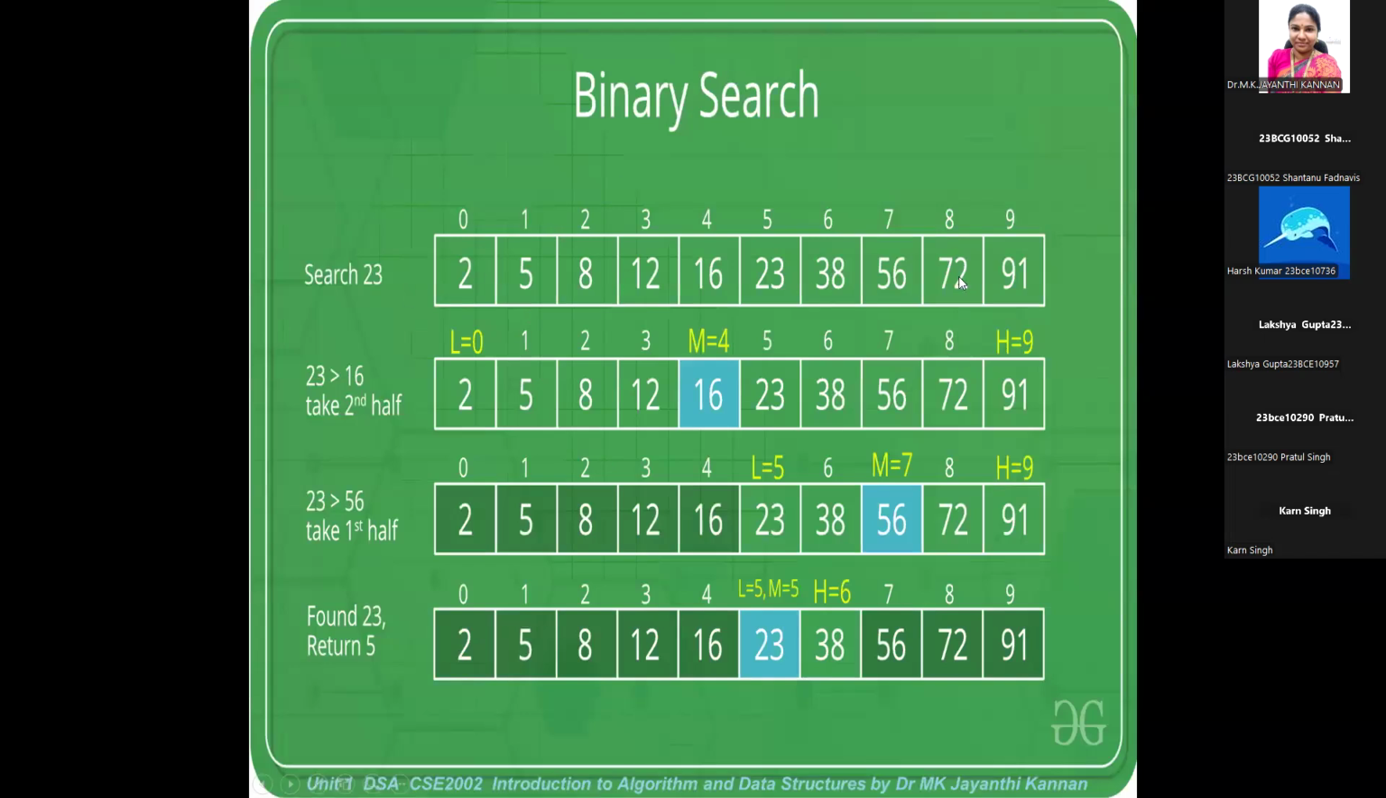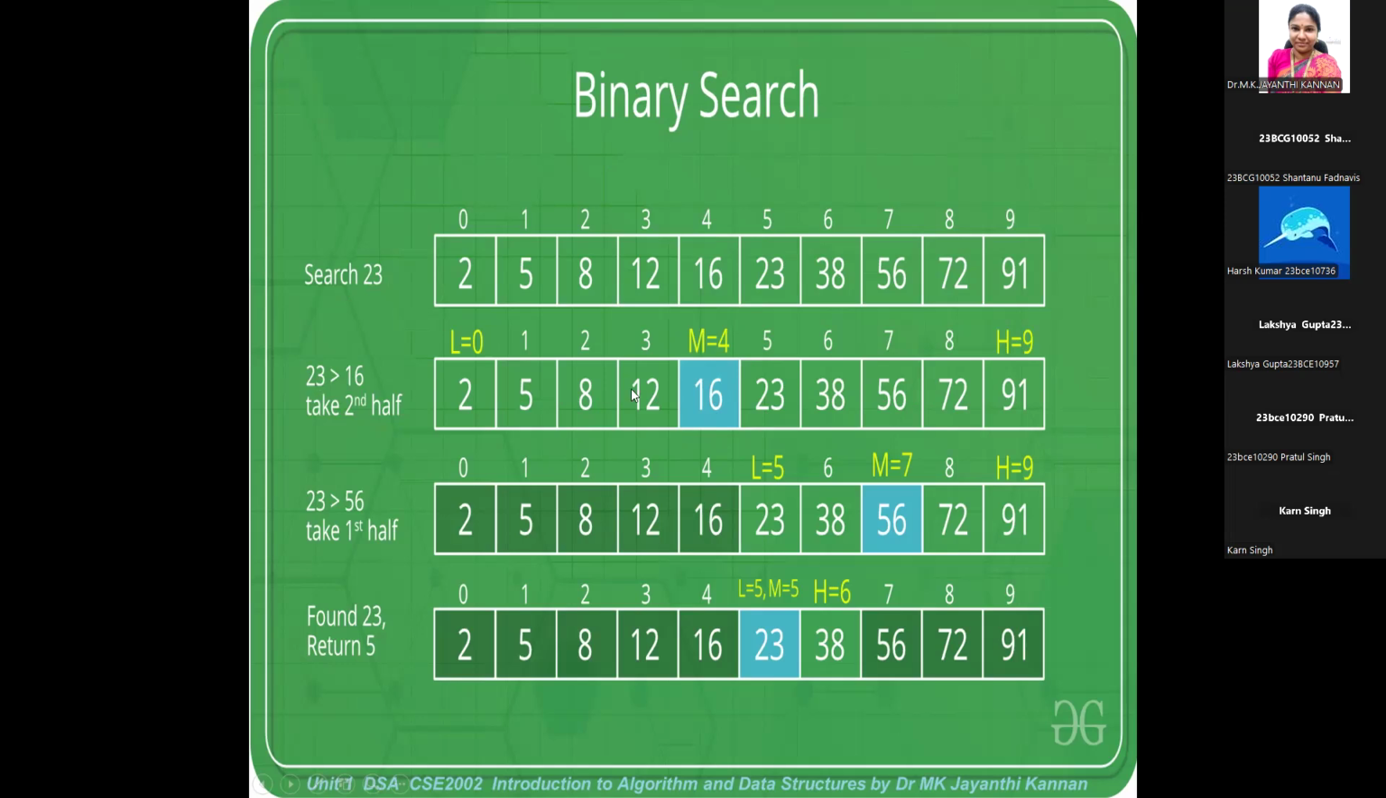We are taking an array of 9, 10 numbers. We take the lower bound, upper bound, and middle number: lower plus upper divided by 2, 0 plus 9 divided by 2, 4.5, so 4 is your mid number. The searching element 23 is compared with the mid number, which is 16. The list is already in sorted form in binary search. Here we are using divide and conquer. In the midpoint we are dividing into first half and second half.